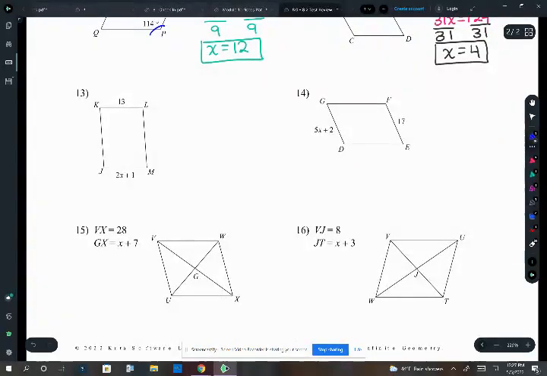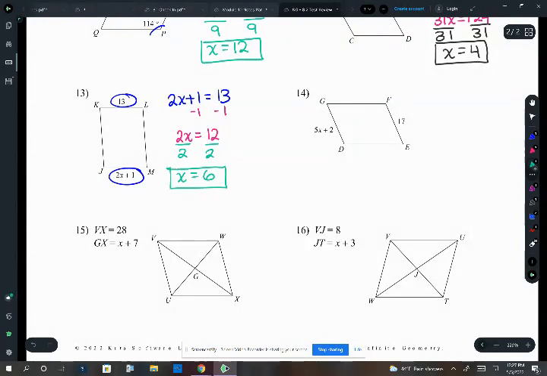Example 13 and 14 are talking about sides. So we know that if you have sides of a parallelogram, they should be equal to each other. So we'll go 2x plus 1 is equal to 13. And then we're back to that normal two-step equation. 13 minus 1 is 12. We're going to divide both sides by 2 to get our x equals 6.